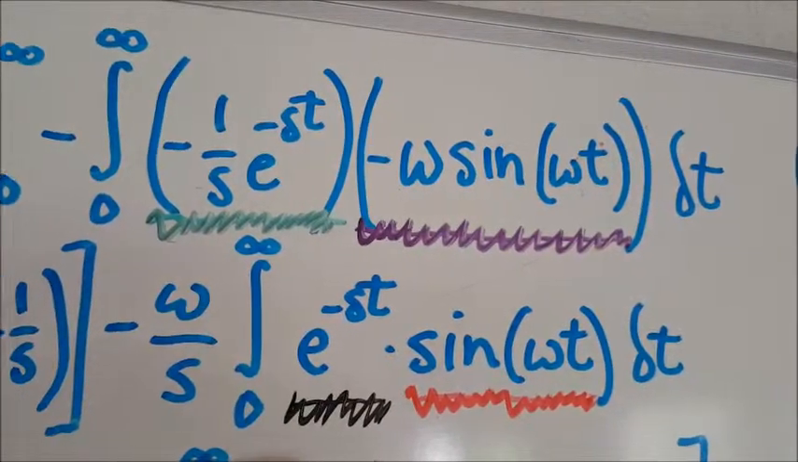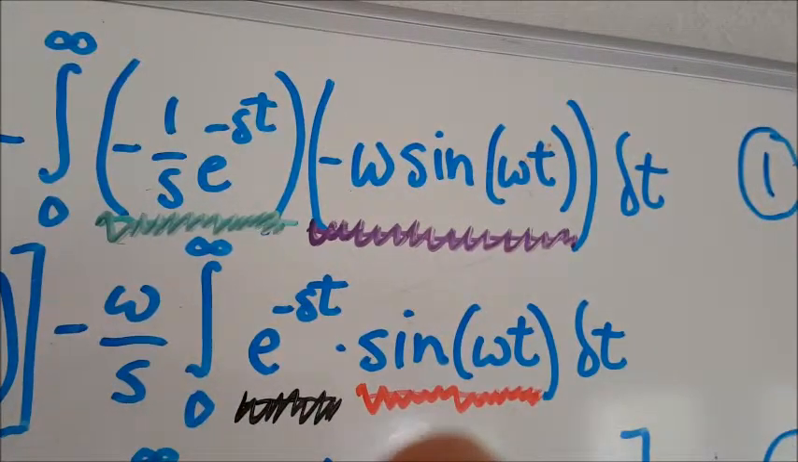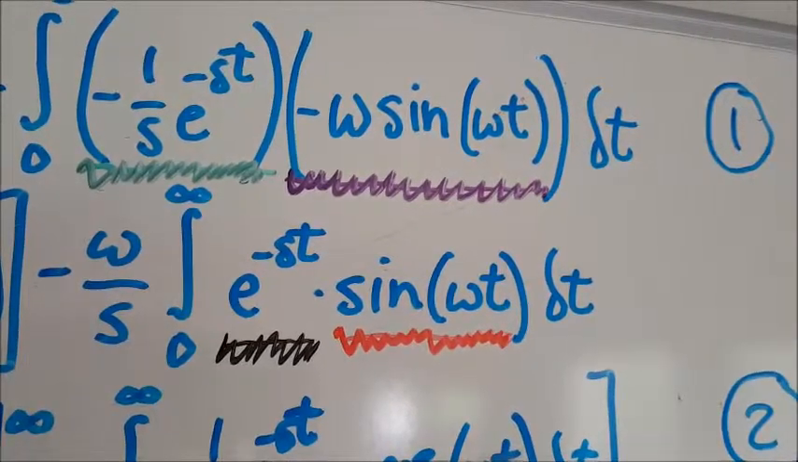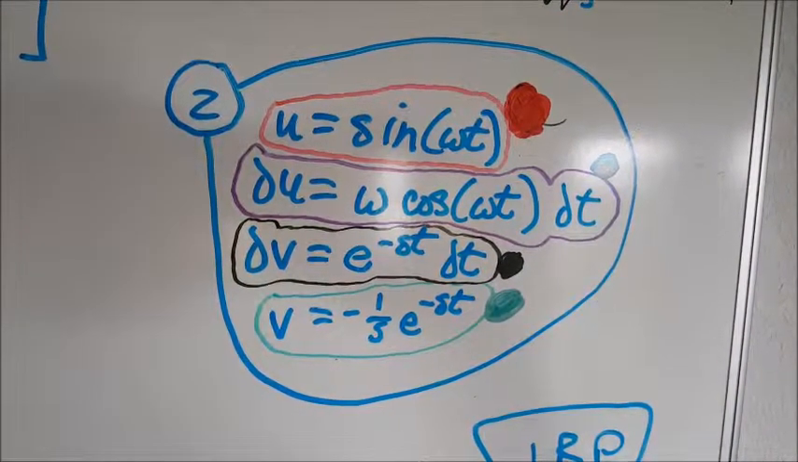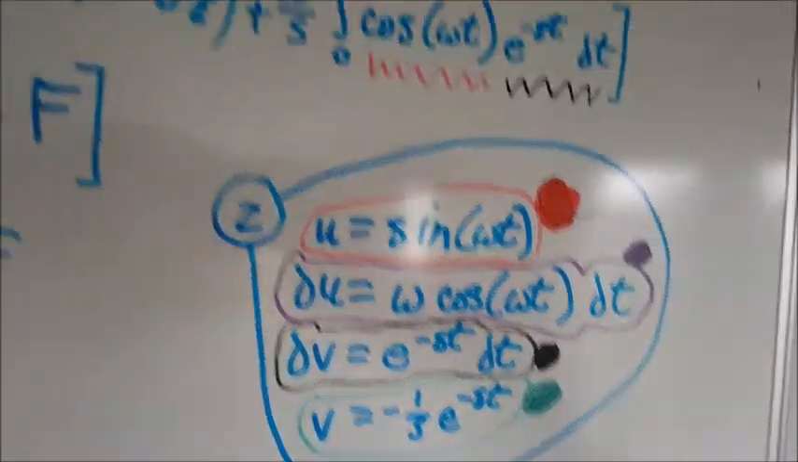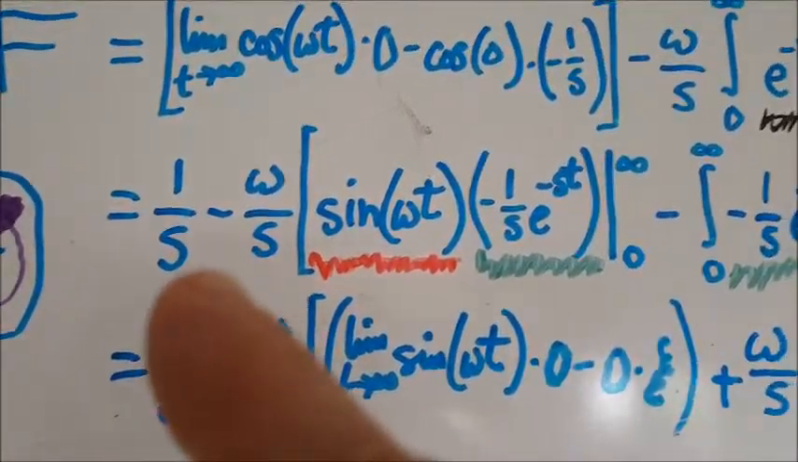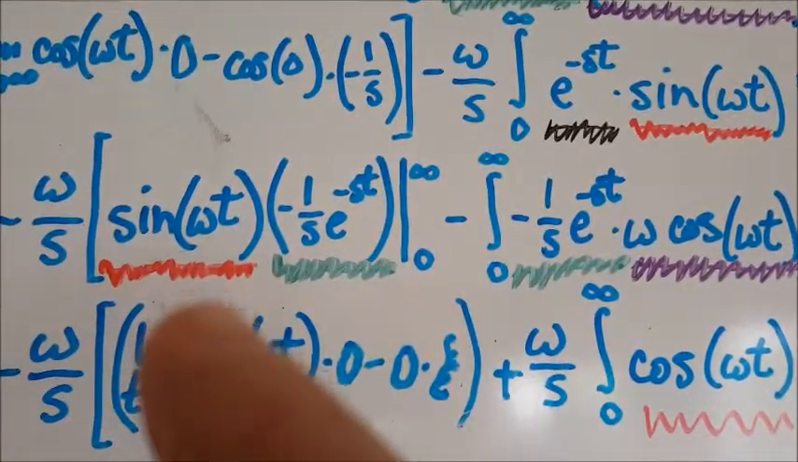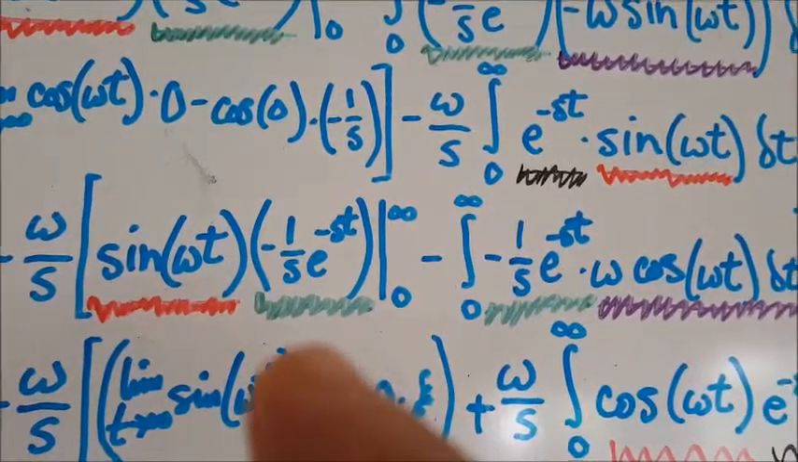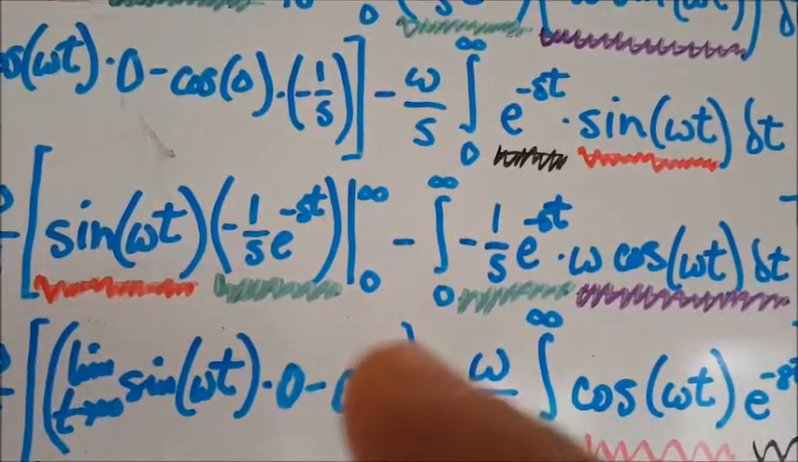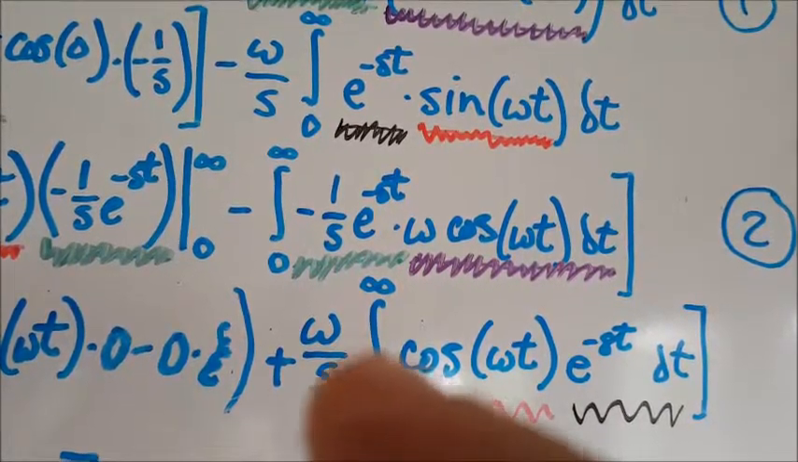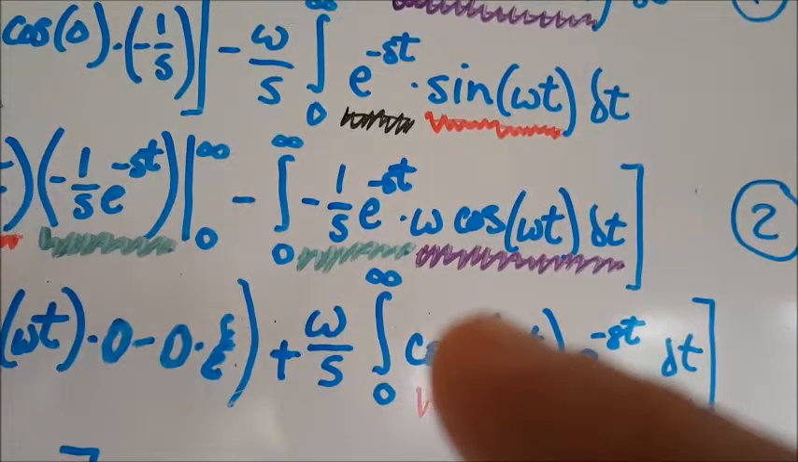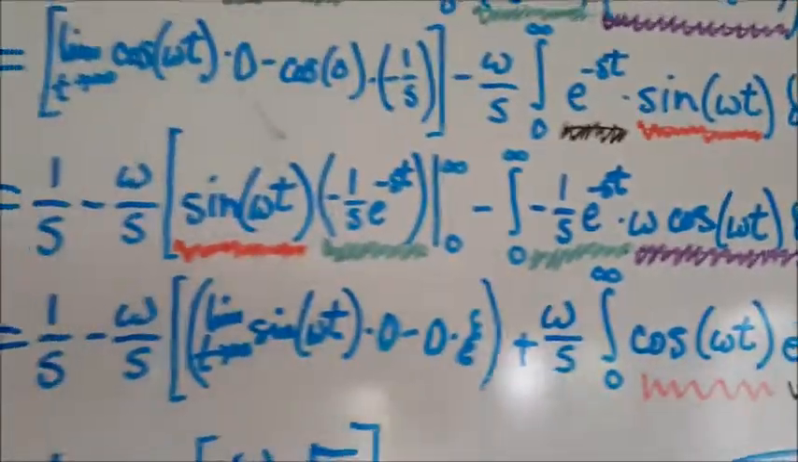You pull that out in front of the integral, and you're left with e to the negative st times sine omega t. What do you do with that? You have to do integration by parts again. So we bring it over here, and we have our u, our du, our dv, and our v, as we did before. We plug them all back in. So we have 1 over s minus omega over s times this whole mess, which ends up being sine omega t for our u, times negative 1 over s, e to the negative st as our v, evaluated from 0 to infinity, minus the integral from 0 to infinity of our v du. Our v is negative 1 over s, e to the negative st, and our du is omega cosine omega t dt. Don't forget the dt.